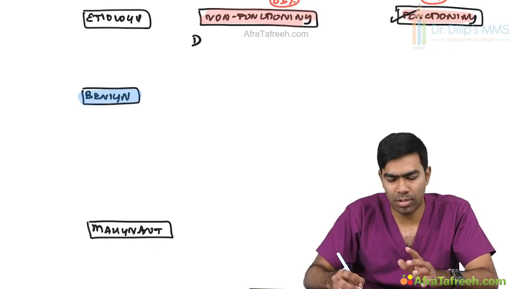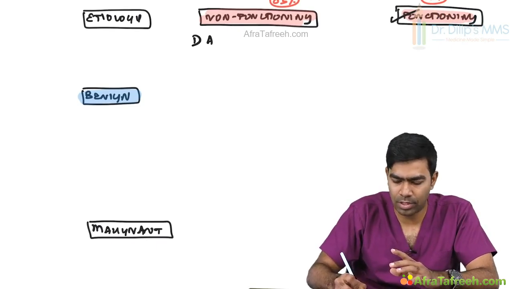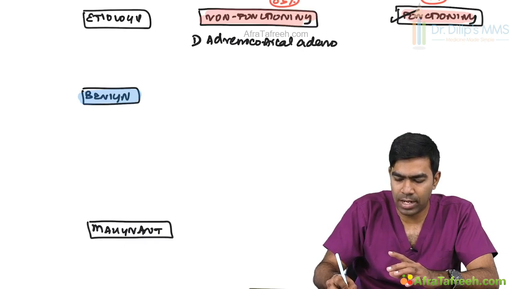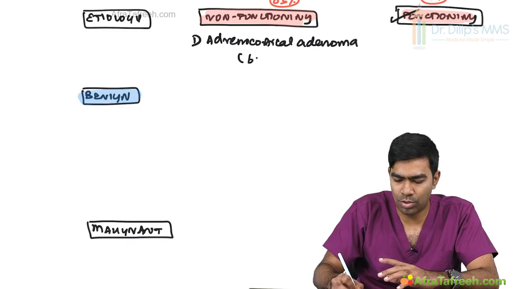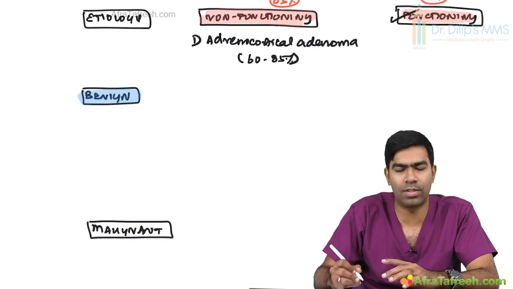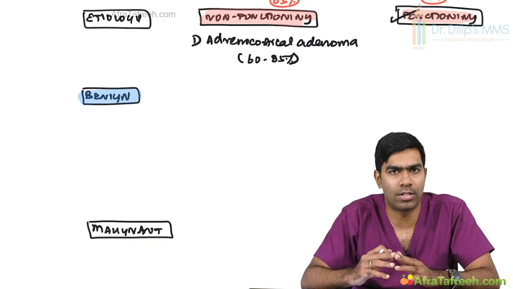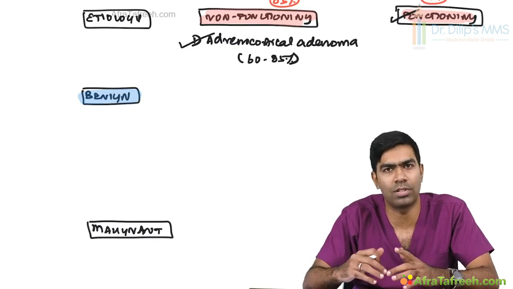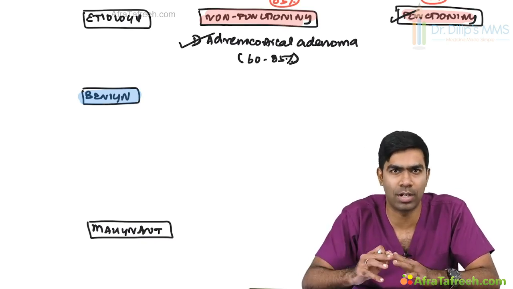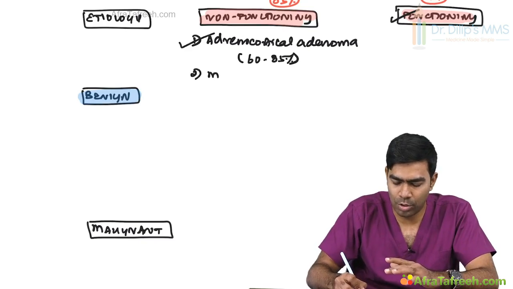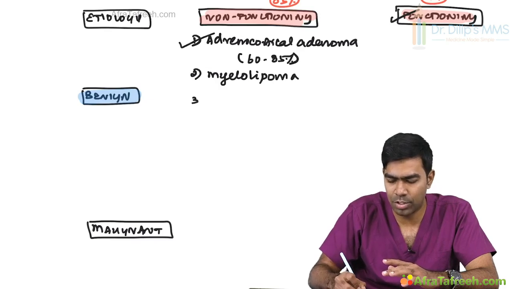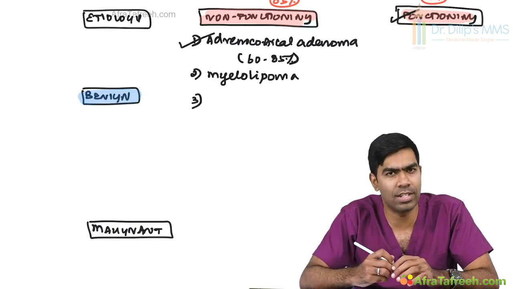Number one, the most common will be an adrenocortical adenoma. It's called benign adrenocortical adenoma, which contributes to 60 to 85% of the overall adrenal tumor list, which means this is going to be the overall most common, at the same time most common among the non-functioning tumors, at the same time most common among the benign tumor lists also. Or it could be a myelolipoma, which is radiologically a classic lesion, showing macroscopic fat, which is very easy to pick up.